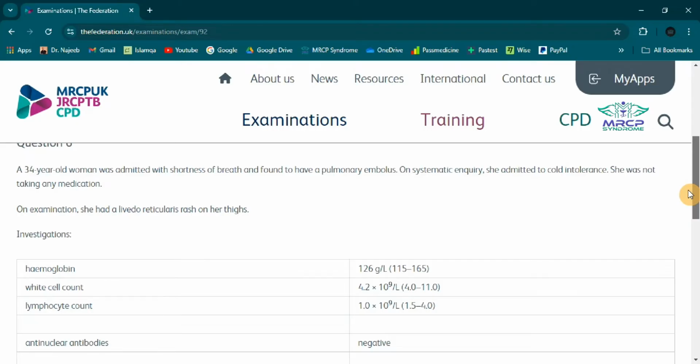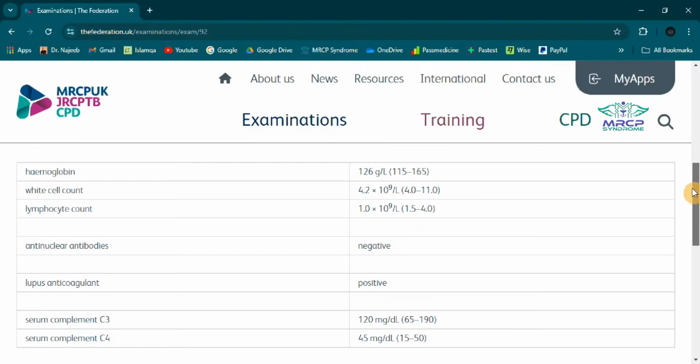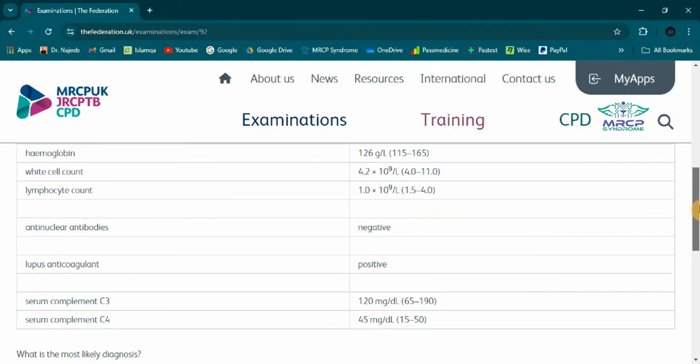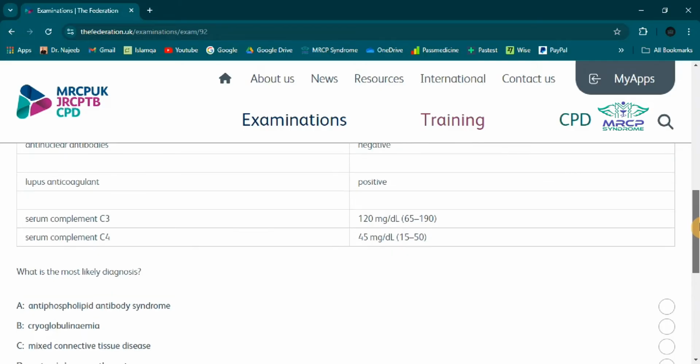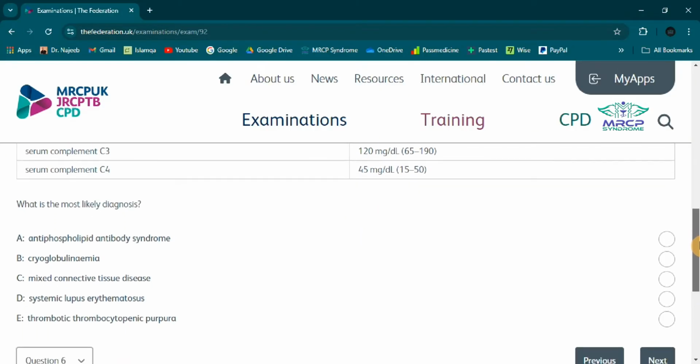A 34-year-old woman was admitted with shortness of breath and found to have a pulmonary embolus. On systematic inquiry, she admitted to cold intolerance. She was not taking any medication. On examination, she has a livedo reticularis rash on her thighs. Hemoglobin 126, WBC 4.2, lymphocyte count 1, ANA was negative, lupus anticoagulant positive, serum complement C3 120, serum complement C4 45. What is the most likely diagnosis?